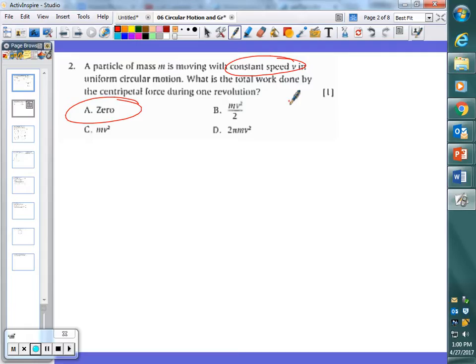The string doesn't make it go higher. The string doesn't make it go lower. The string doesn't make it speed up. The string doesn't make it slow down. The only thing the string does is change its direction.